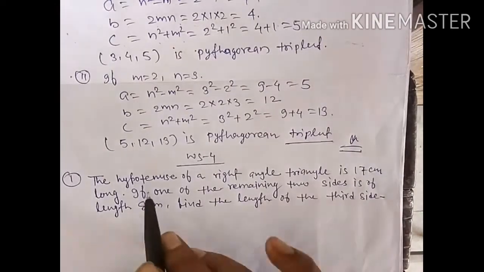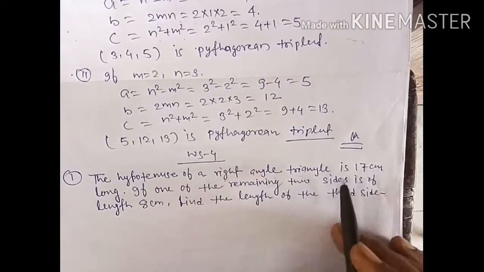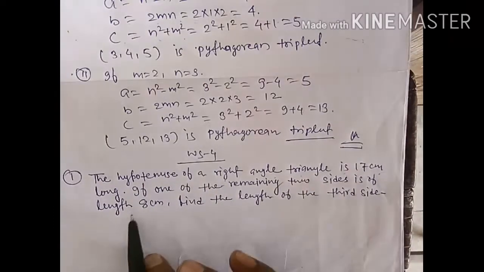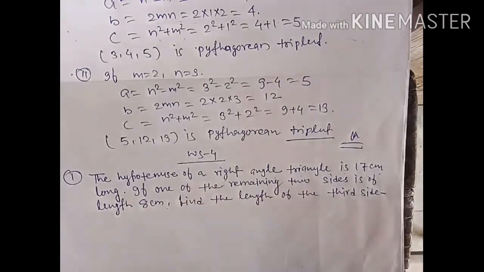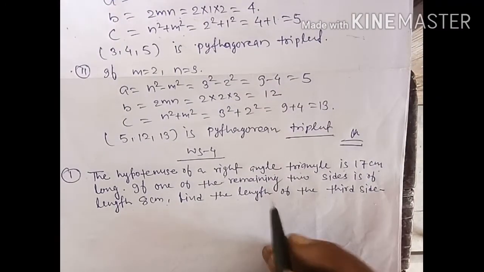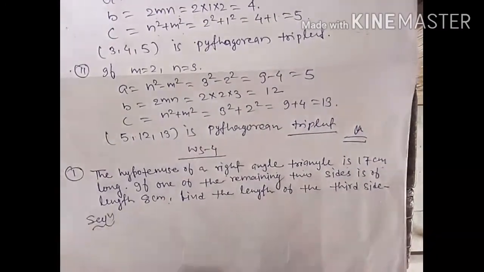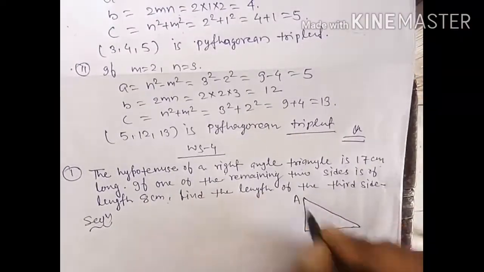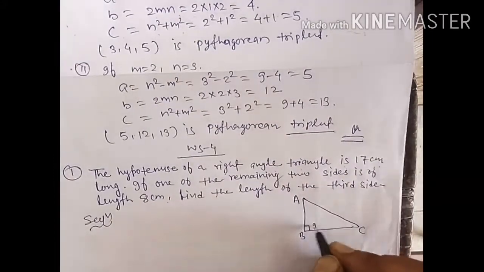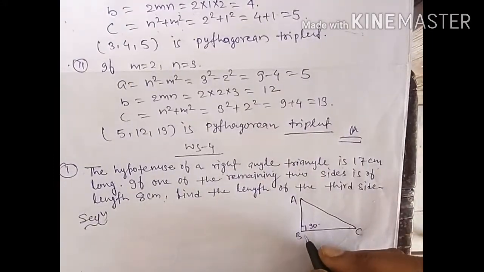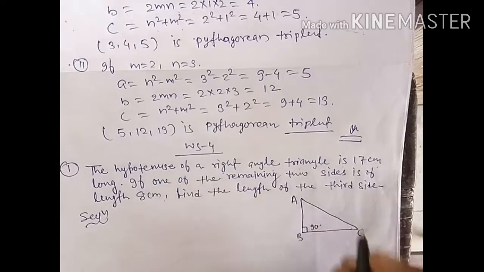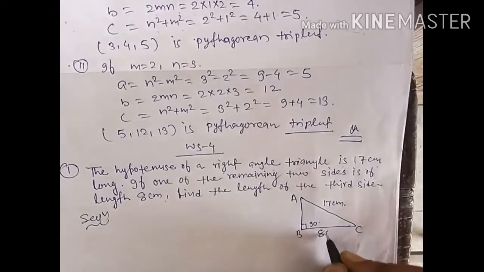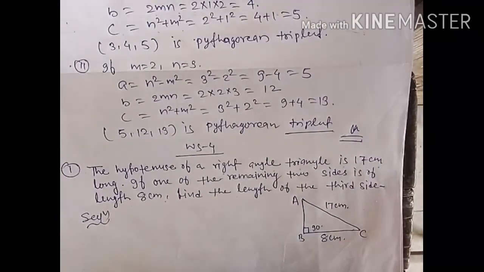Here the first question: the length of the hypotenuse of a right angle triangle is 17 cm. If one of the remaining two sides is 8 cm, find the length of the third side. First we make a right angle triangle. This is triangle ABC. Here angle B is 90 degrees. We know that the side opposite to the right angle is the hypotenuse. So hypotenuse AC is equal to 17 centimeter. One side is given, 8 centimeter. You have to find the other side.